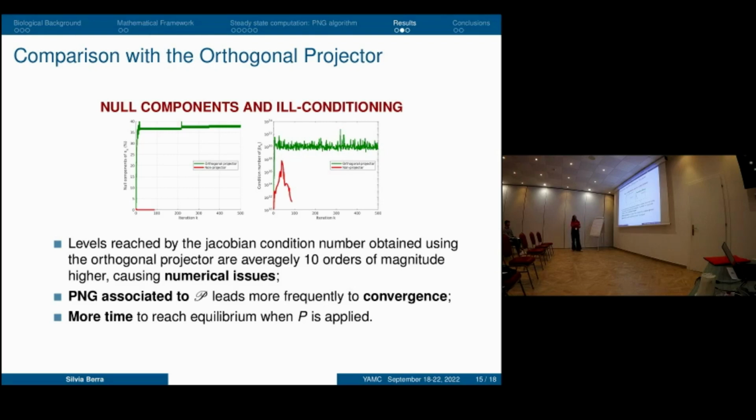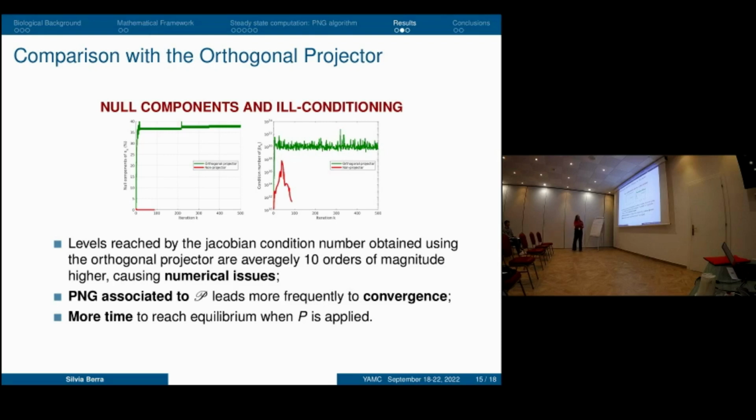When we apply the orthogonal projector, you can see the results in green. The percentage of components that are equal to 0 on the reconstruction is nearly 40% of the components. So it is a very big number. Whereas if we consider the non-projector, and we can see the result in red, the first thing we notice is that in this specific case, the method has led to convergence in about 90 iterations, whereas in the other situation, after 500 iterations, we don't have the convergence of the method.